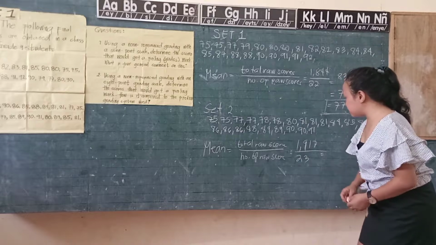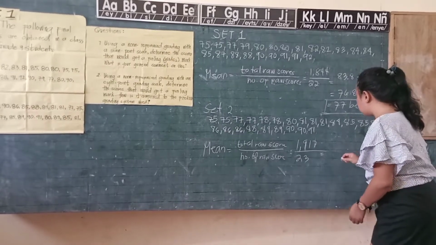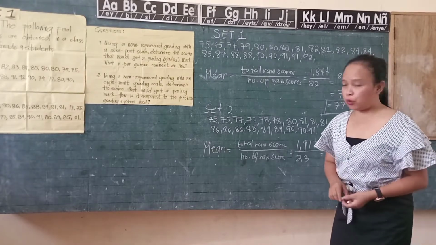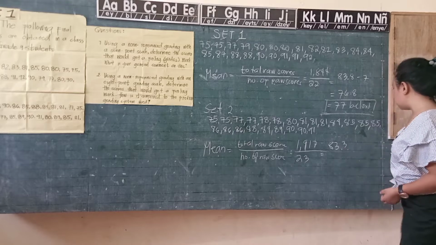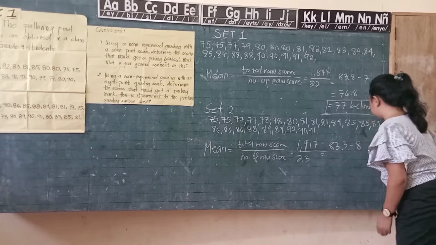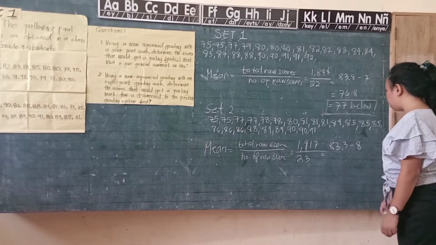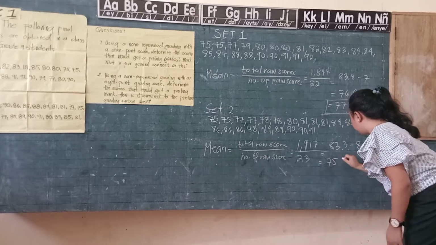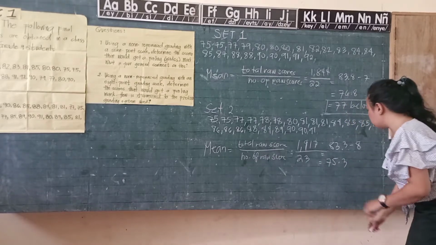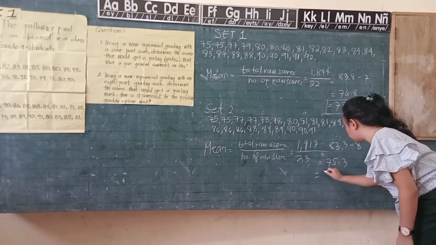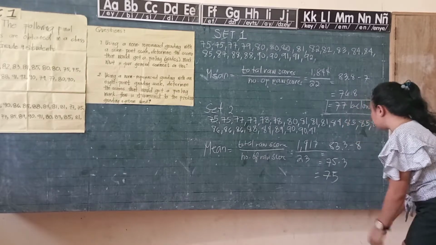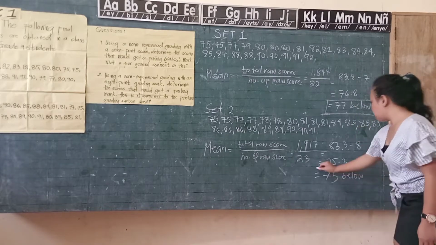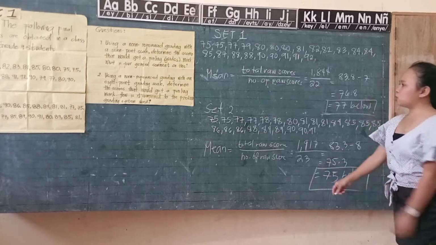So 1,917 divided by 23, it is 83.3. So since we are using the 8-point grading scale, we are going to minus it to 8. So 83.3 minus 8 is equal to 75.3. Then round off to the nearest number, it is 75. So 75 below is the failing mark in set 2.